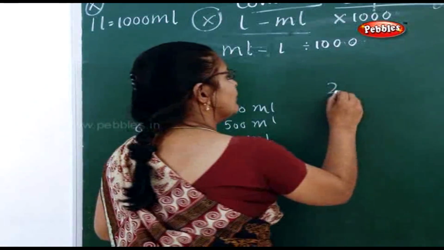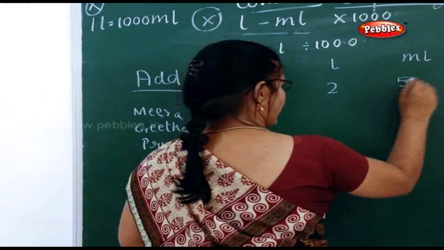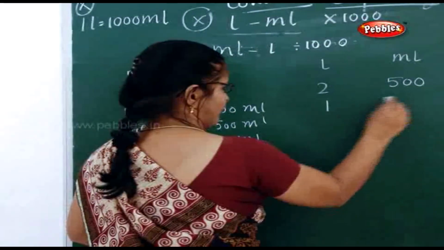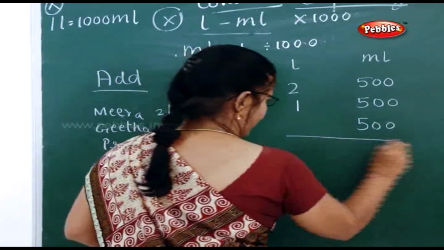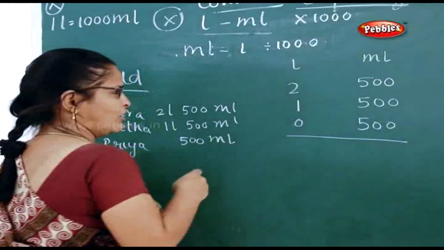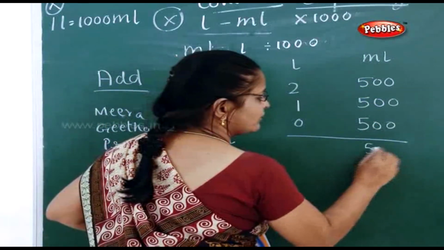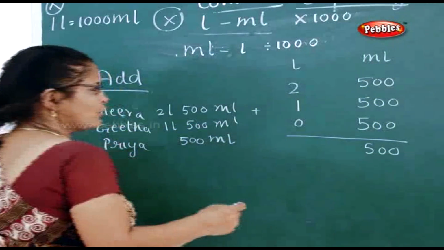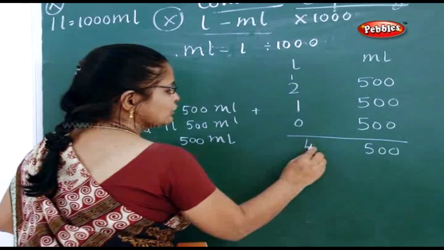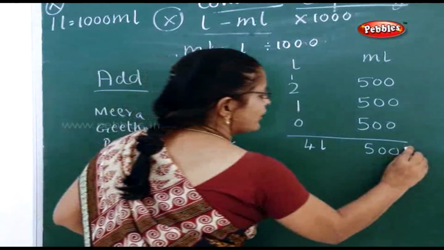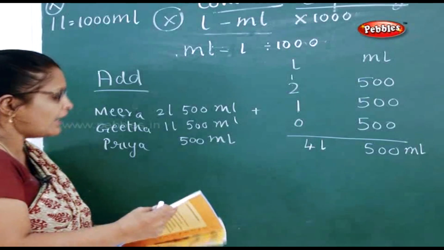Now, how will you add? You write L here and you write ml here. 2 L 500 ml, 1 L 500 ml, and this 500 ml because she bought only 500 ml. You can just put 0, no wrong in it. Okay, now you have to add. 5 plus 5 plus 5 is 15. Now 1 here, so 1 plus 2 is 3, 3 plus 1 is 4. So, it is 4 liter and 500 ml.